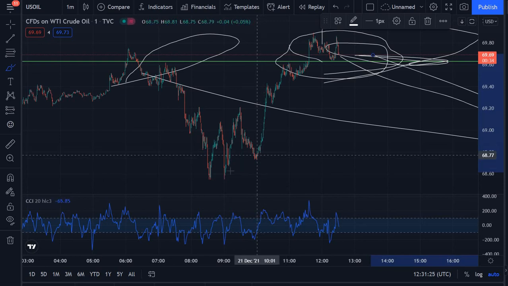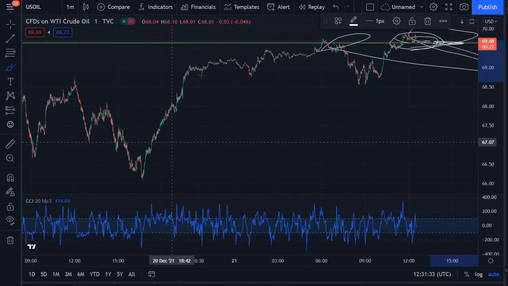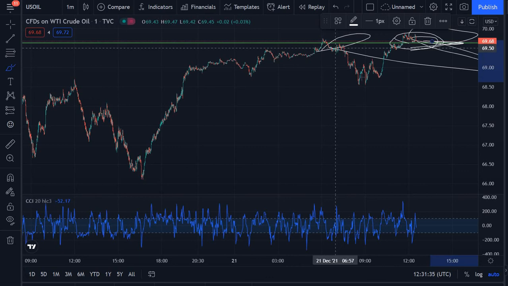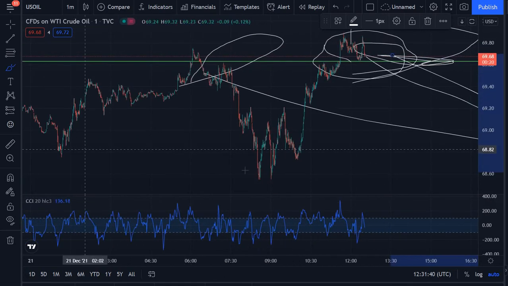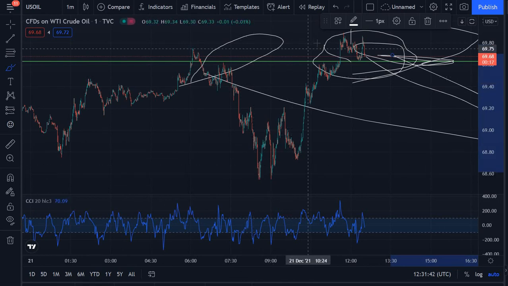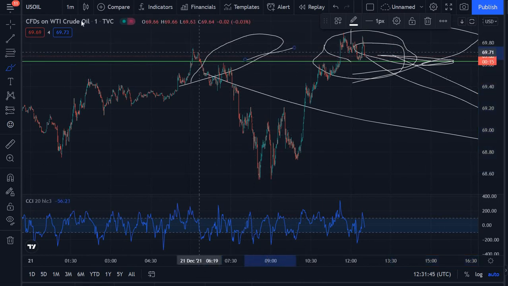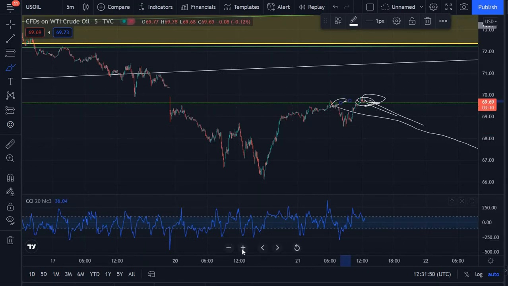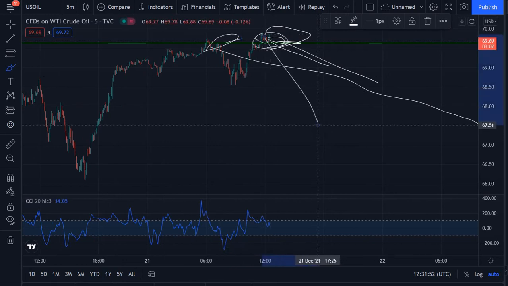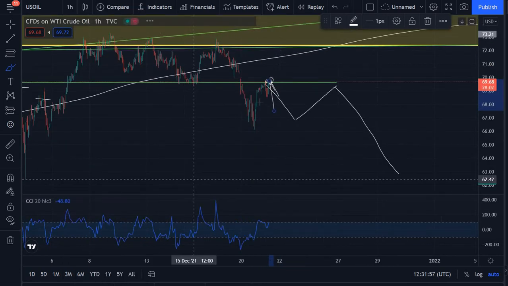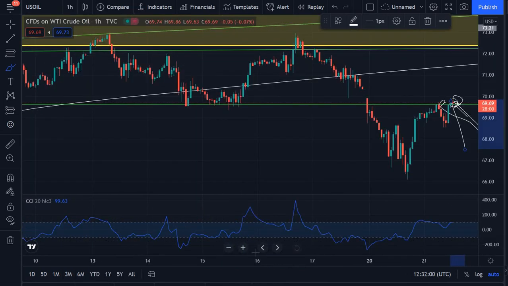So we rallied all the way from here 60. Well, not much. The lowest point was 68.60 and the highest one, so roughly $1. So here we could see a pullback. This would be the trade for the oil market.